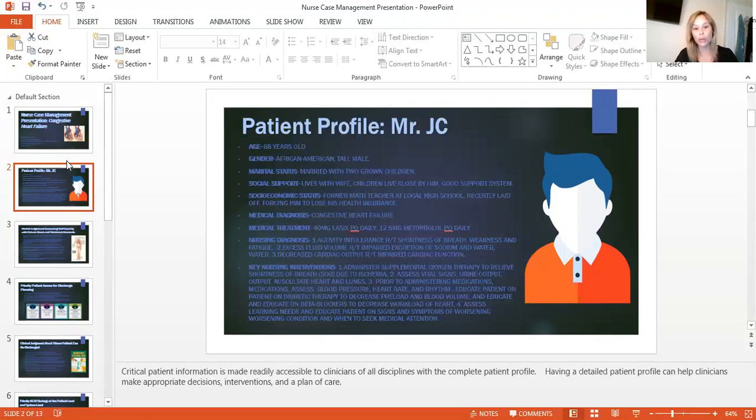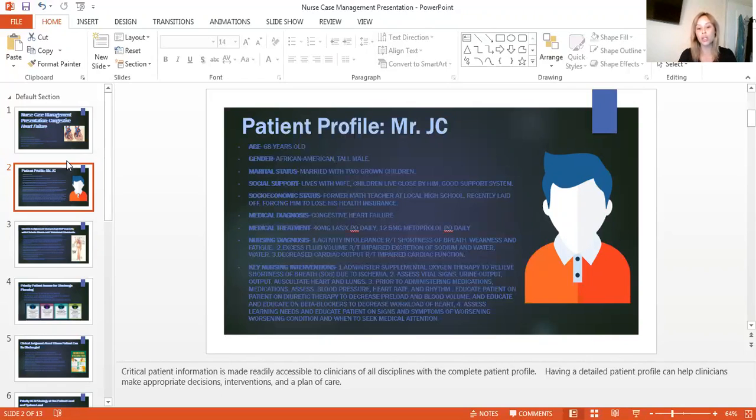Some key nursing interventions would be administer supplemental oxygen to relieve shortness of breath due to ischemia, assess vital signs, urine output, auscultate heart and lungs. Prior to administering medications, assess blood pressure, heart rate, and rhythm. Educate patient on diuretic therapy to decrease preload and blood volume, and educate patient on beta blockers to decrease workload of heart. Lastly, assess learning needs and educate patient on signs and symptoms of worsening condition and when to seek medical attention.